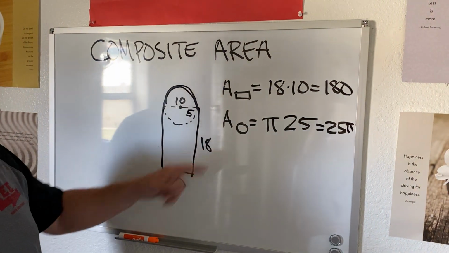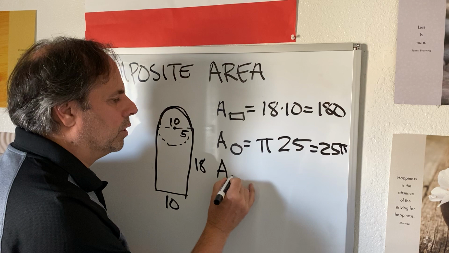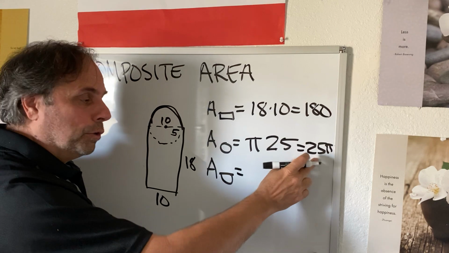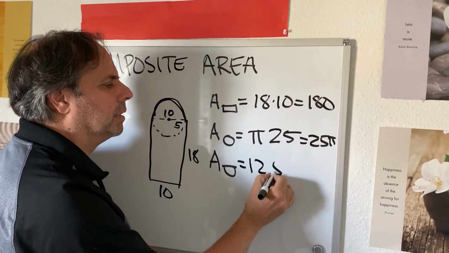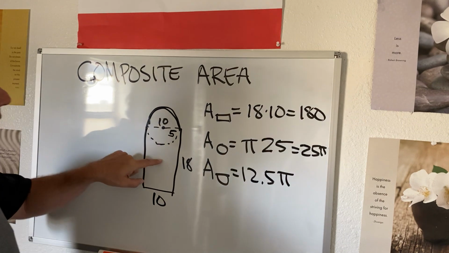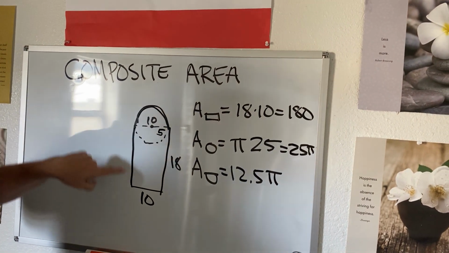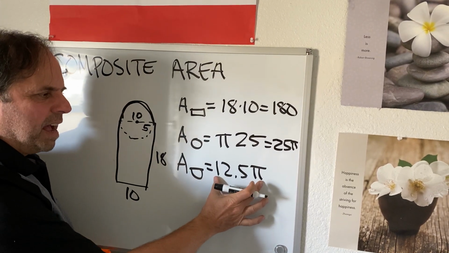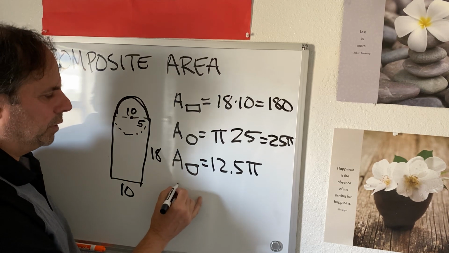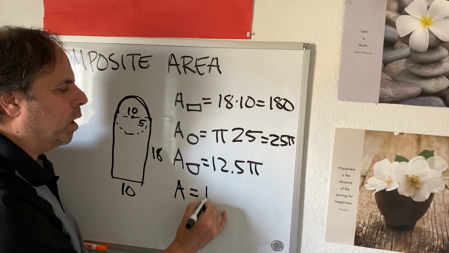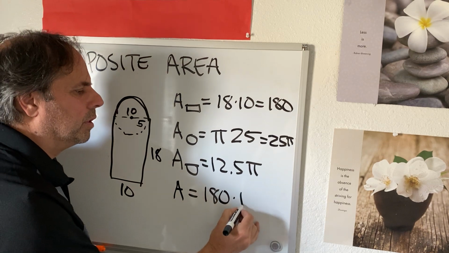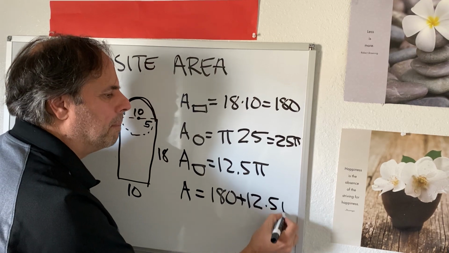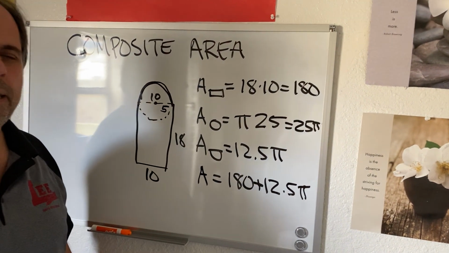Okay? So the area then of our semicircle would be 25 divided by 2, that would be 12.5 times pi. So to find the area of this entire figure, the entire lane, would be 12.5 pi plus 180. So the area of the whole thing would be 180, or not times, plus 12.5 pi. And we could put this in a calculator and get a value.